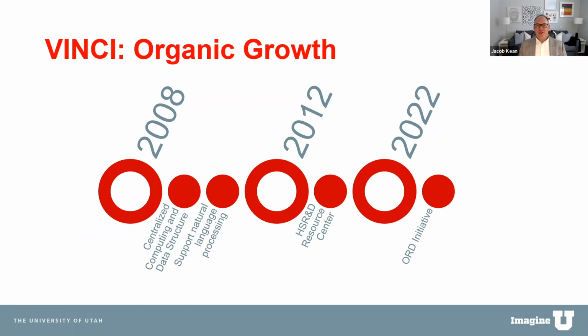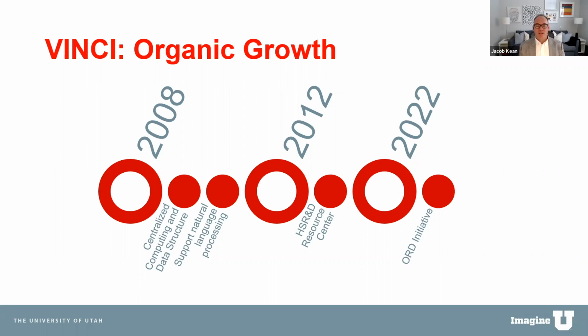VINCI started as an afterthought in 2008. It was initially part of the Consortium for Healthcare Informatics Research, or CHEER, and was called the Centralized Computing and Data Structure. It supported the computing needs for CHEER natural language processing, which were considerable, and over time grew. In 2012, VINCI was funded as a VA major initiative. It became an HSR&D resource center and shifted from conducting research as a primary focus to supporting research as a primary focus and the many users in VA.